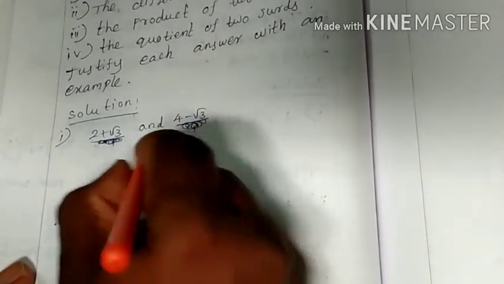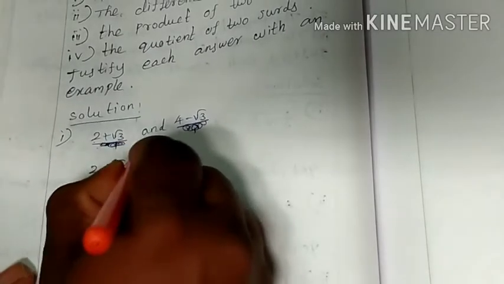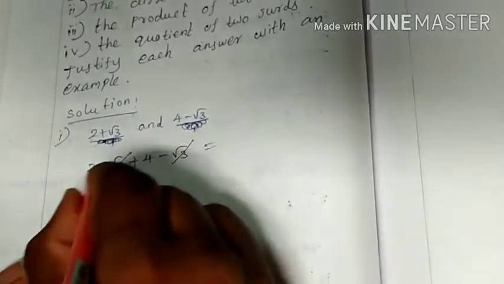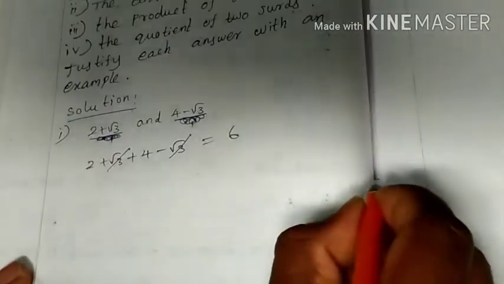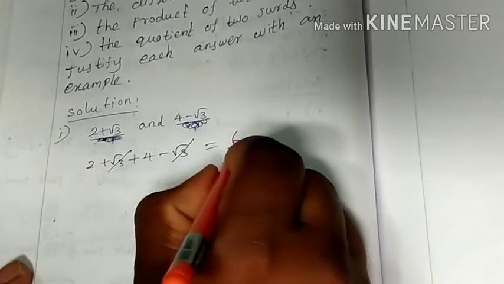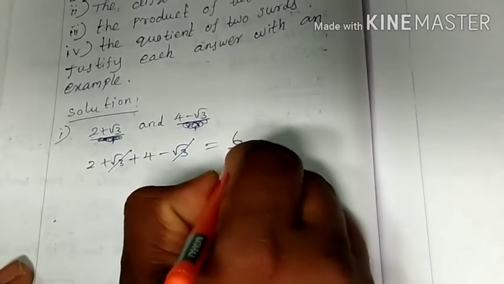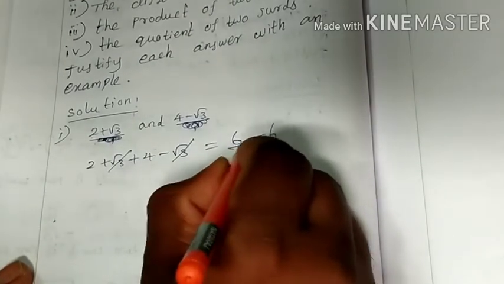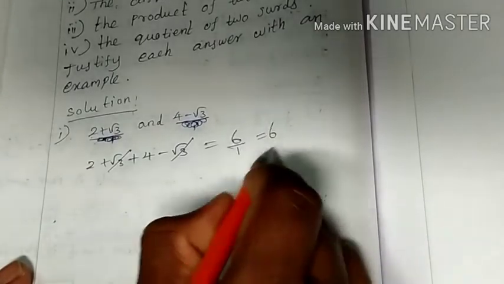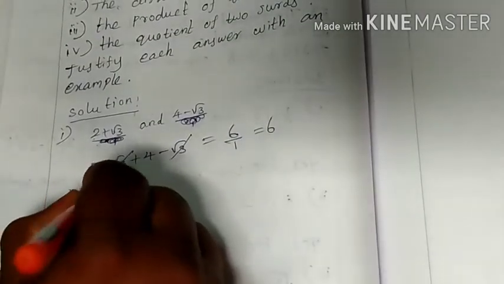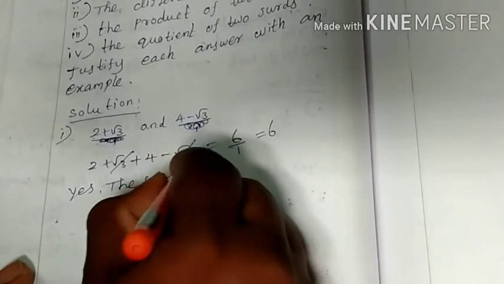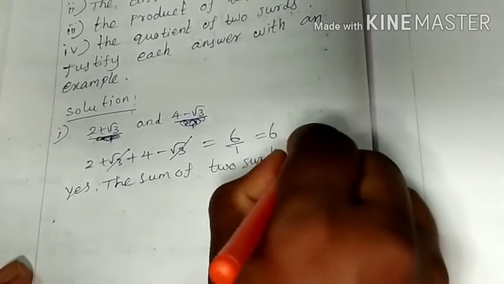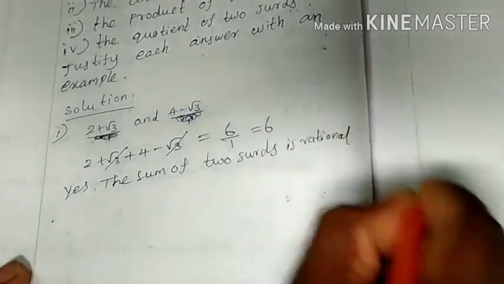Let us consider this. The sum of the two surds is 2 plus root 3 plus 4 minus root 3. Plus root 3 and minus root 3 are cancelled. What we get is 2 plus 4, which is 6. 6 can be written as 6 by 1, because a rational number has the form p by q, where q is not equal to 0, and 1 is not equal to 0. So this is a rational number. Yes, the sum of two surds is a rational number.